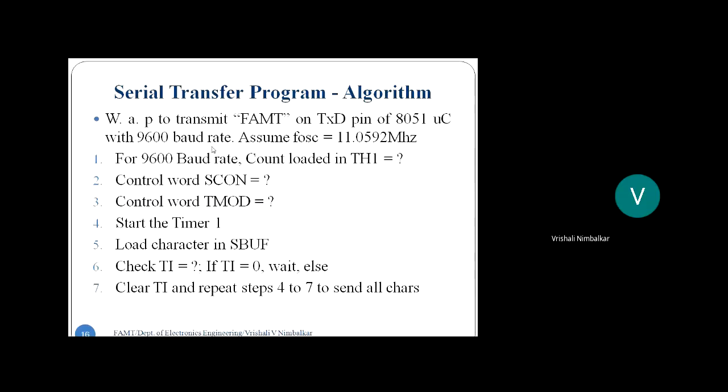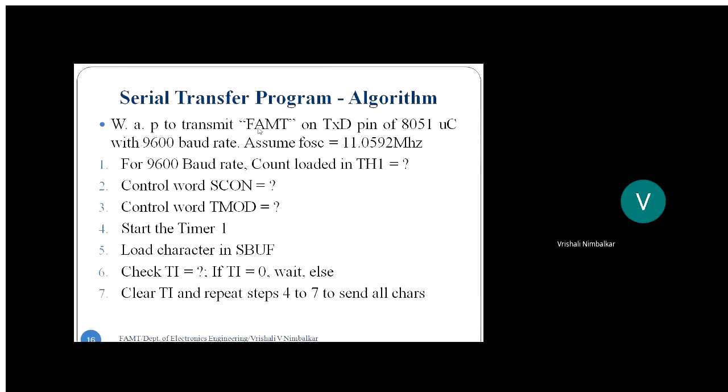So I need to write a serial transmit program. What is given? The baud rate 9600. While doing serial transmission, the microcontroller will send an 8-bit ASCII code for letter F. Then it will send an 8-bit ASCII code for letter A and so on. So that's how the characters will be sent. Is that okay? So now let us see how we should write the program.